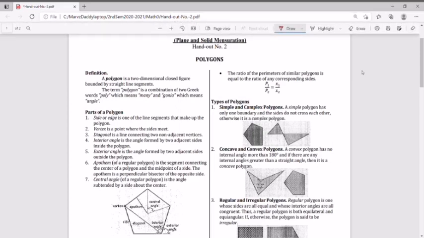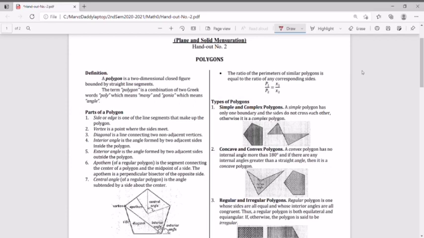Okay, so definition. A polygon is a two-dimensional closed figure bounded by straight line segments. So it is a closed space bounded by line segments. The term polygon is a combination of two Greek words, poly, which means many, and gonia, which means angle. Then we have here the parts of a polygon.